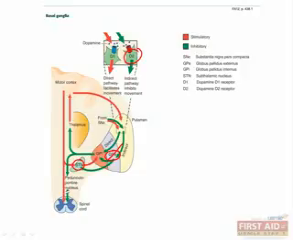This means the STN is free to activate the GPI, globus pallidus interna. When the GPI is activated, it's able to perform its usual function, which is inhibition of the thalamus. It's complicated, it's a little confusing, but just remember, the indirect pathway is inhibitory.